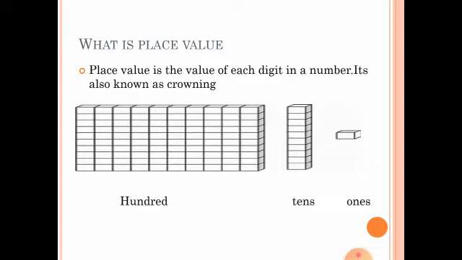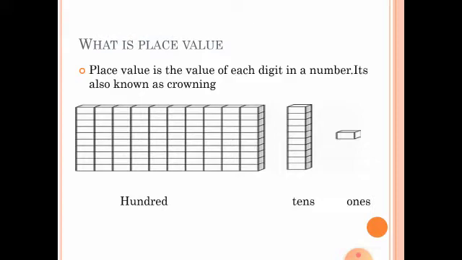Now there are two things related to place value. Place value of a digit is actually the worth or value of the digit in the given number. And secondly, we also know place value as crowning. Crowning and place value are the same concepts.